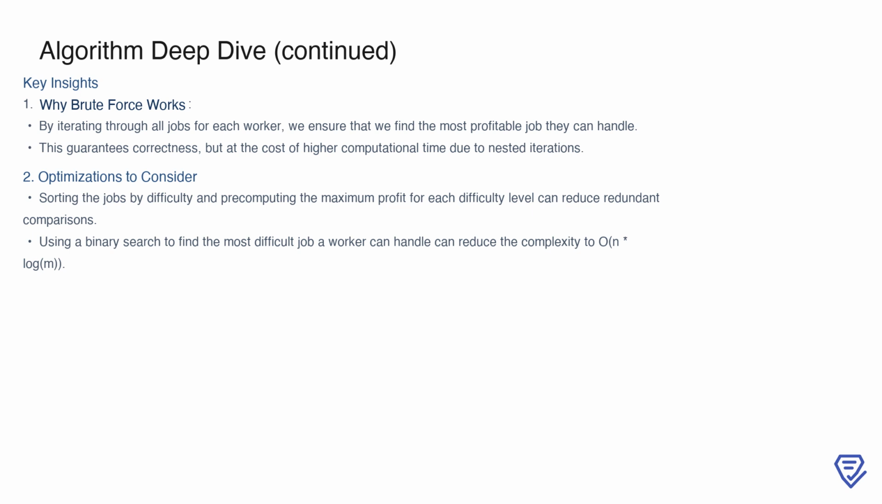To improve efficiency, we can optimize the process by reducing redundant comparisons. One key optimization is to sort the jobs by their difficulty. By doing this, we can pre-compute the maximum profit for each difficulty level, ensuring that the profits are non-decreasing as the difficulty increases. Another optimization involves using binary search to quickly find the most challenging job a worker can handle. Combining these strategies, we can significantly reduce the time complexity to O(n*log m), where log m comes from the binary search.